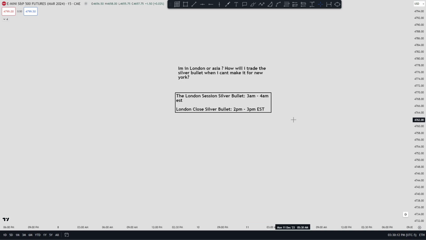Next question you guys may be having is, I'm in London or Asia, how will I trade the silver bullet when I can't make it for New York? The London session silver bullet will be between 3 a.m. to 4 a.m. EST, and the London close silver bullet will be between 2 p.m. to 3 p.m. Eastern Standard Time. These are the other two silver bullets that if you cannot make it for New York, or you're just unable to trade New York, you have these other time frames to trade as well.